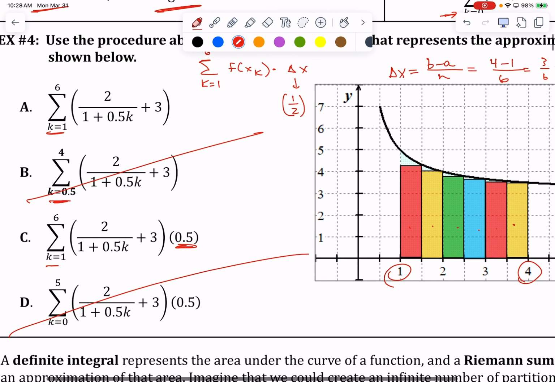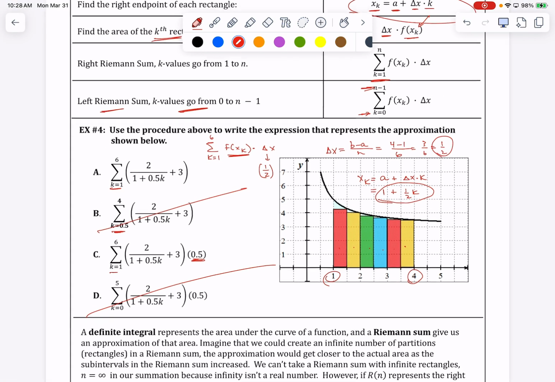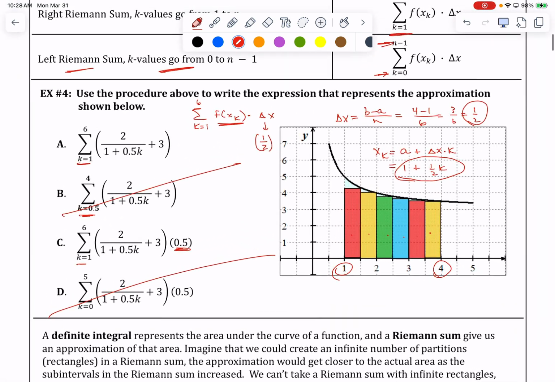Okay, hold on. Now we're going to take f of x sub k. I need to know what x sub k is. How do you find the x sub k? Start plus what? Delta x times k. What is my start value? 1 plus, what's delta x? So it'd be 1/2 k. So I'm going to take that and plug it into the function. What is the function?